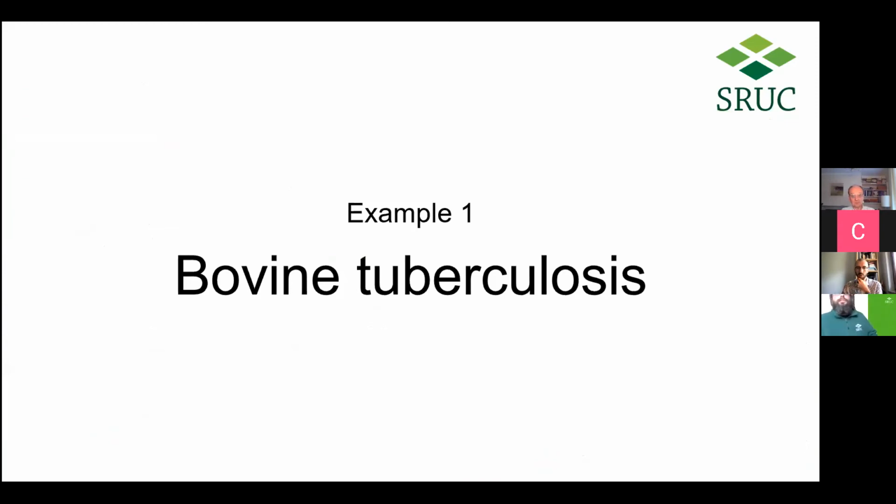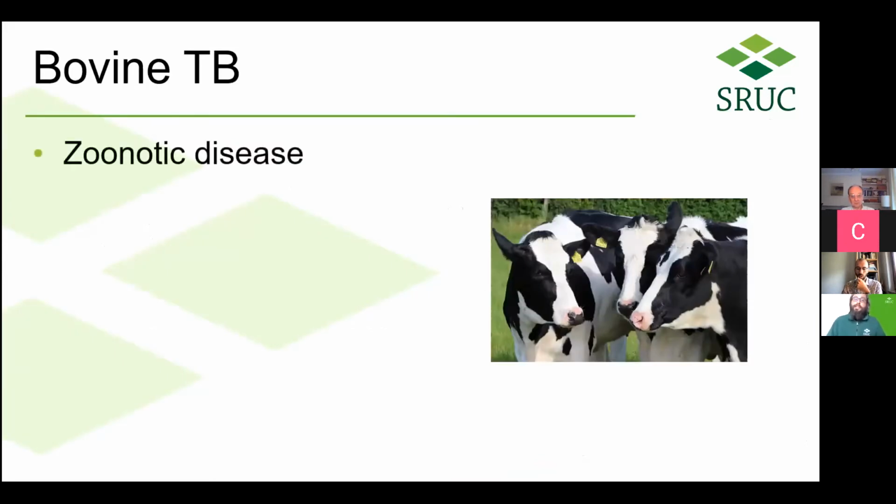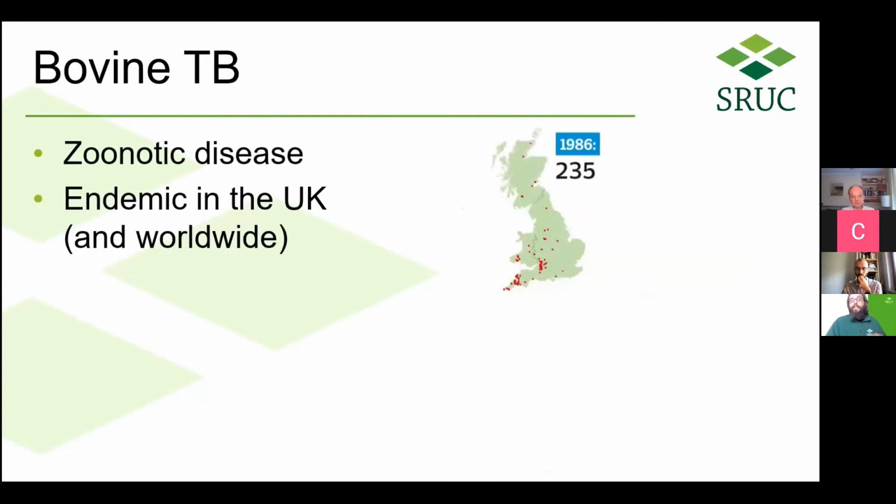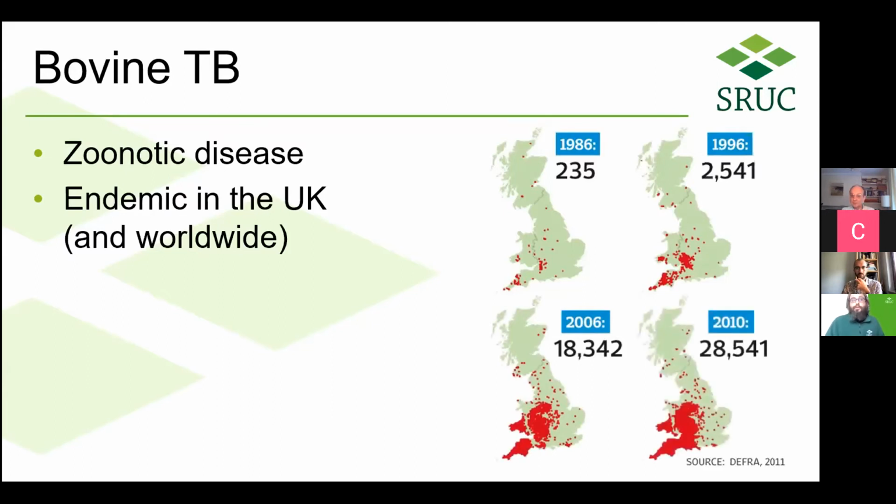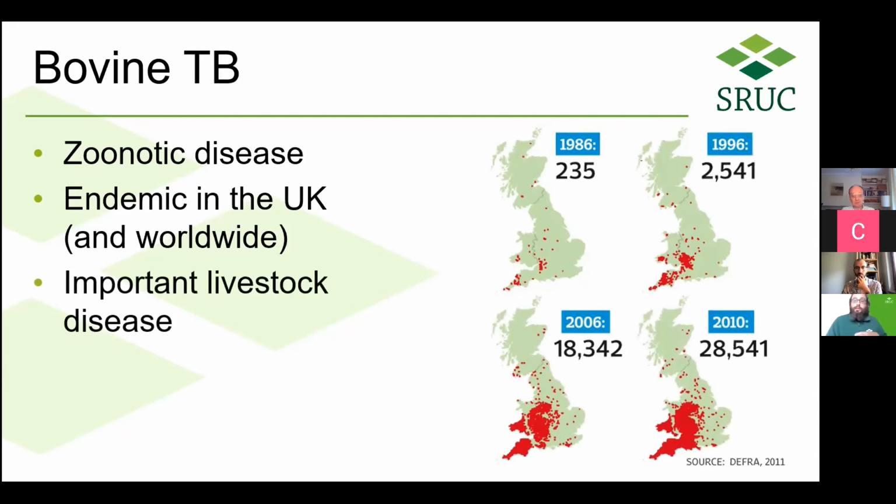So the first example is looking at bovine tuberculosis. This is a zoonotic disease that's endemic in the UK and also distributed worldwide. It's chronic, it's slowly progressive, and it's a significant challenge in the UK cattle sector, but basically wherever it's found. DEFRA lists this as one of the most important livestock diseases of cattle, and it has an annual cost of around 175 million, through things like compensation to farmers, culling, and control of badgers, all that kind of stuff.